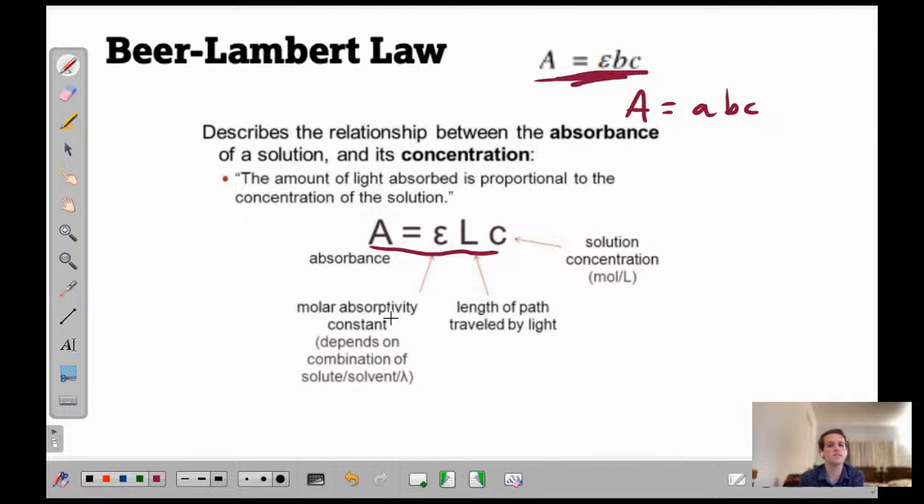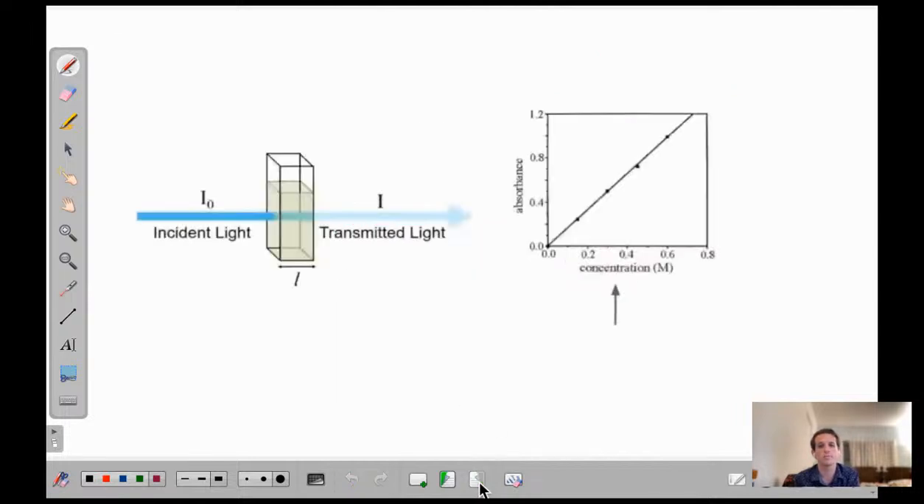So it's usually going to be based on how absorptive this specific light is going to be. And then L is the length of path traveled by the light, and C is the concentration in molarity. Now, this is all based on a specific frequency or wavelength of light that you determined before. I'm not going to get into how you choose which wavelength of light you want to use and what the intensity is and those kinds of things. But this is the general equation you're going to use for the Beer-Lambert law.